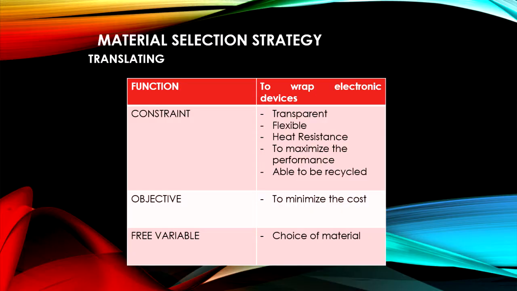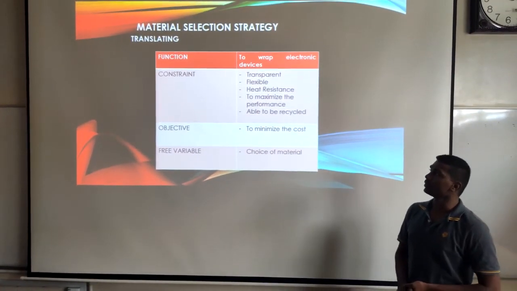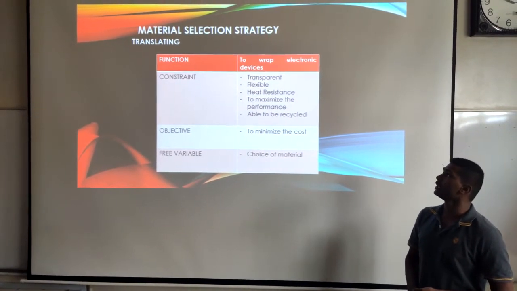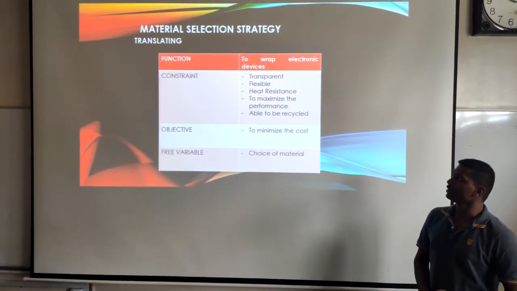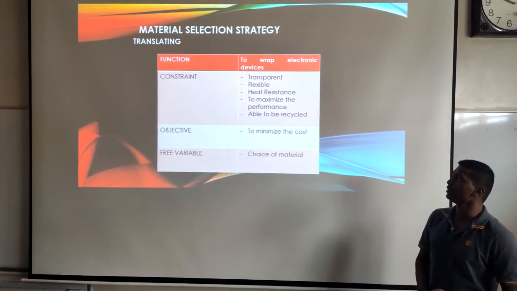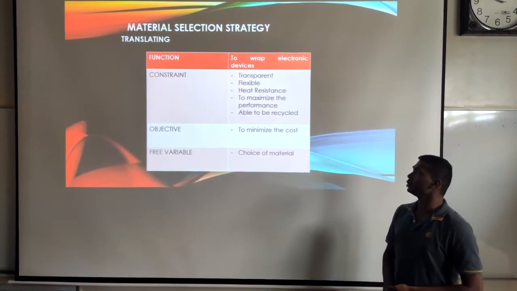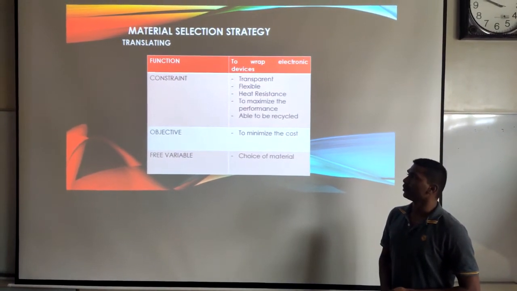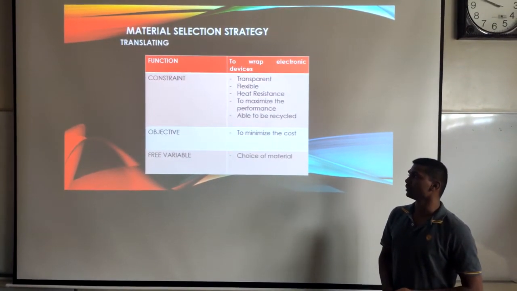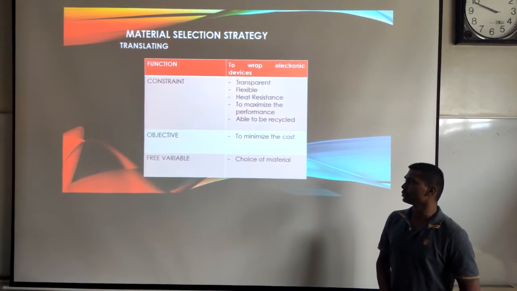Okay, so firstly I would like to present regarding the material selection strategy. It's under the process of translation. Firstly, we need to find out the function, which is to wrap the electronic devices. The constraint is transparent, flexible, heat resistant to maximize the performance, able to be recycled. Next is the objective, which is to minimize the cost. The free variable is choices of material.